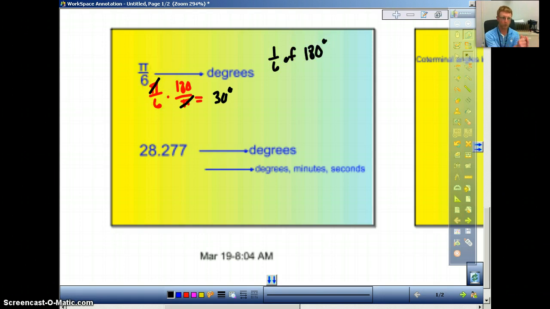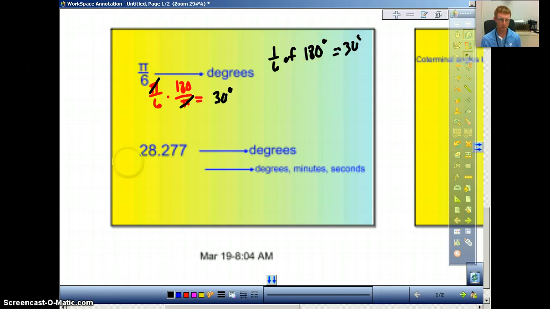If you're going from radians to degrees, the pi won't be there anymore. Now sometimes the pi is not there to begin with, and that's okay, and then you need to use this formula that we're talking about right here. But the idea is you're thinking of this as 1/6 of 180 degrees, which is equal to 30. It's the same way of doing it.